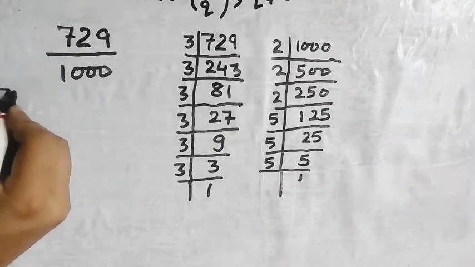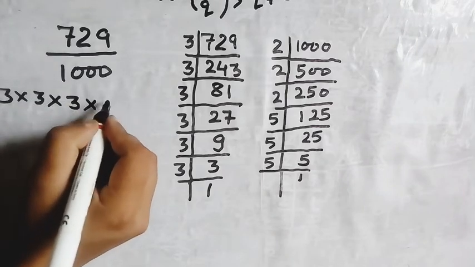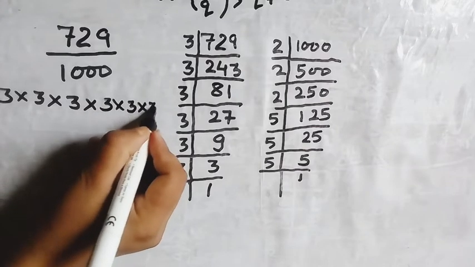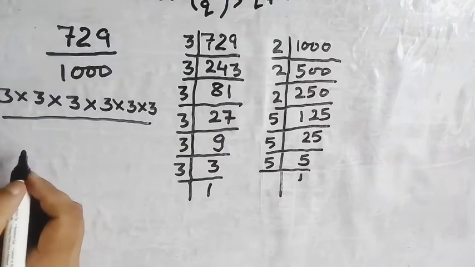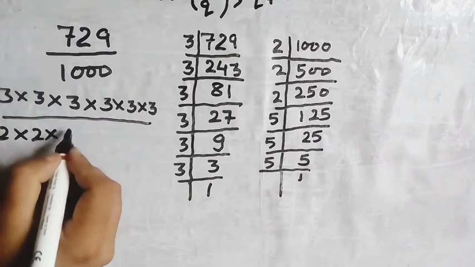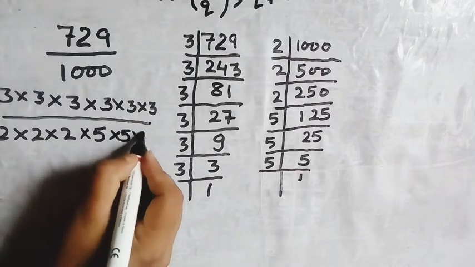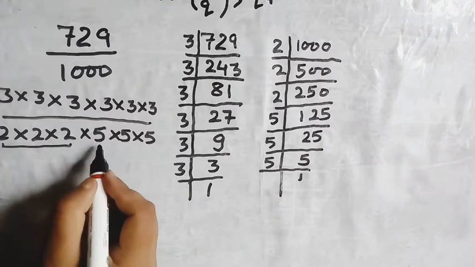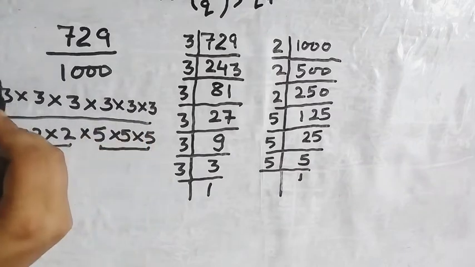The factors of 729 will be 6 times 3, and the factors of 1000 will be 3 times 2, that is 2 multiplied by 2 multiplied by 2 multiplied by 5 multiplied by 5 multiplied by 5. So this can be written as, you can see 2 is 3 times, 5 is 3 times.